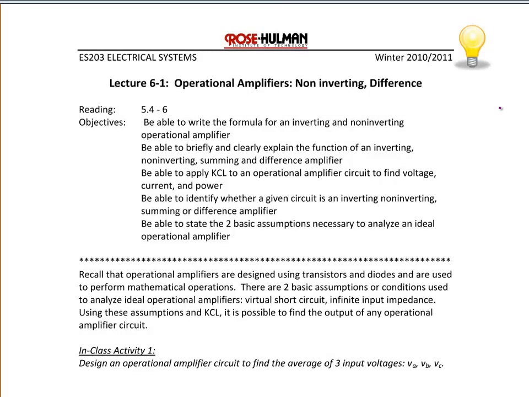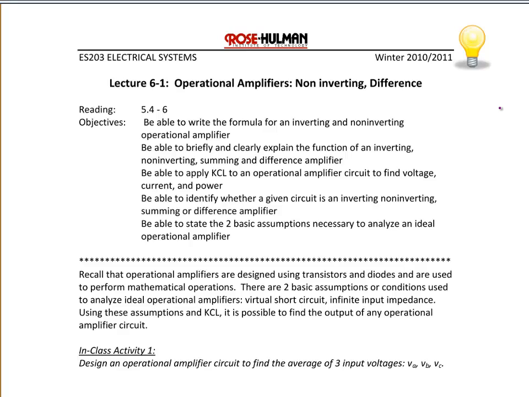Today we will continue our discussion of operational amplifiers. In particular, we will discuss non-inverting and difference amplifiers with a review of inverting and summing amplifiers. At the end of today's lecture, a student should be able to define the different types of operational amplifiers, as well as apply KCL in order to determine the output voltage, the gain, current, or power of an op-amp.